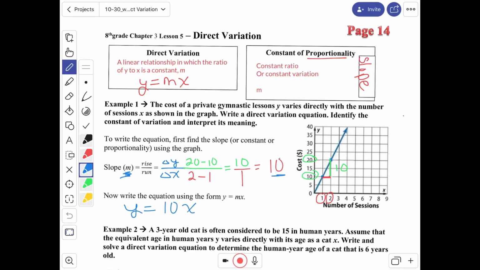Now we're going to put that in the formula. Y equals 10 times x. Now I can put in any x and figure out what y is. So if I put in 4, it would be 10 times 4, which is 40. And if you look at the graph, if I pick 4, I do end up on 40.